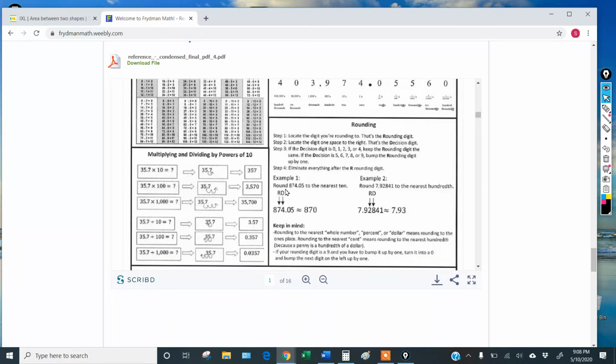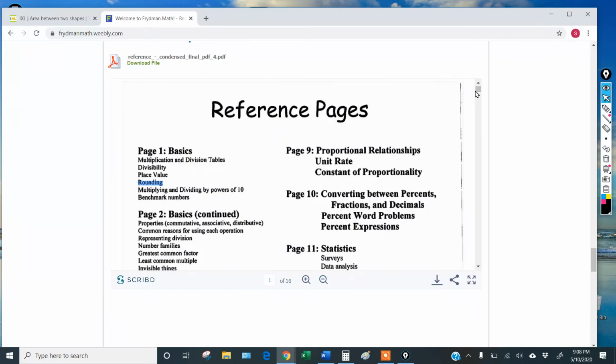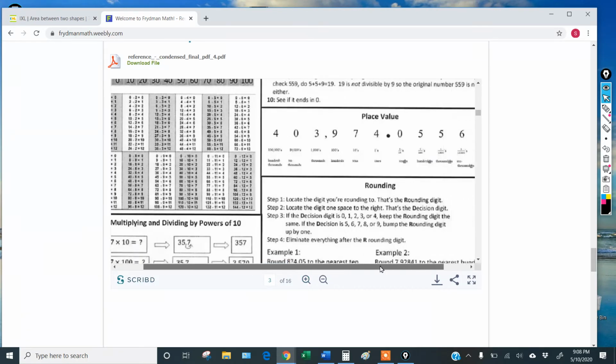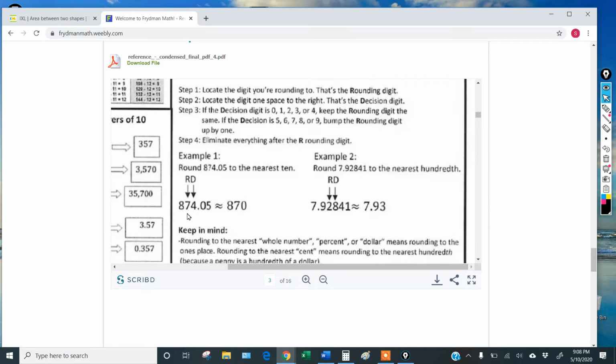So, for example, if we were to round this number to the nearest 10, you could look up here. Oh, not up there. Up here. Yeah, that's better. You can look up here in the place value section if you don't remember where the tens place or the hundredths place or all those things are. The tens place would be 2 decimal places before the decimal point. It's a little bit hard to see, but that says tens right over there. So for this example, here's the tens place. That would be our rounding digit. The next digit over is a 4. That's our decision digit. We use this digit to make the decision about what to do about the rounding digit. Since this is a 4, we're going to keep this the same. So the 7 stays a 7, and then we just eliminate everything after the 7. So that would be 870.